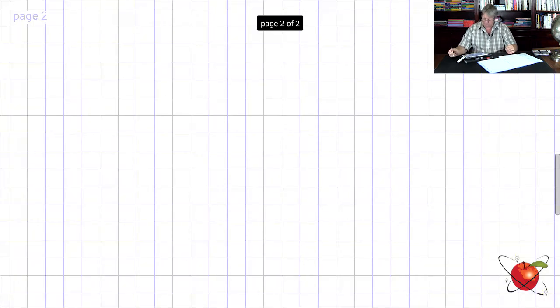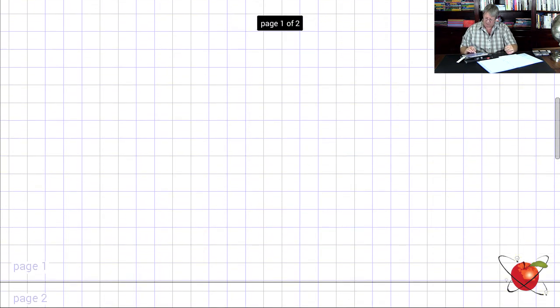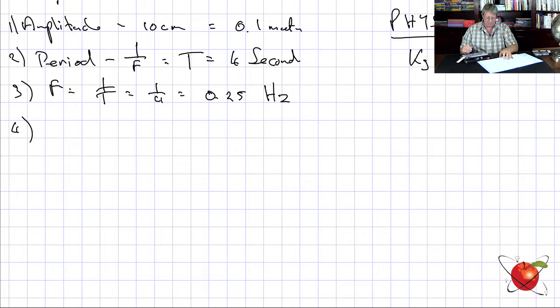All right, let's get another page going, and I can scroll back to get to this one again. So, okie dokie, the next question, let's have a look what the next question is. What is the wavelength? Question 4, wavelength.